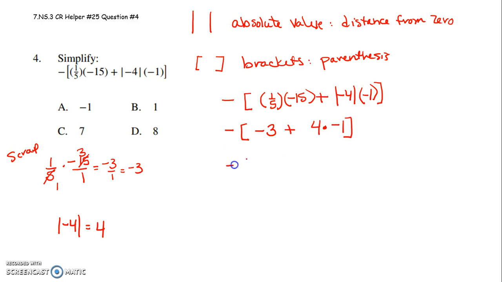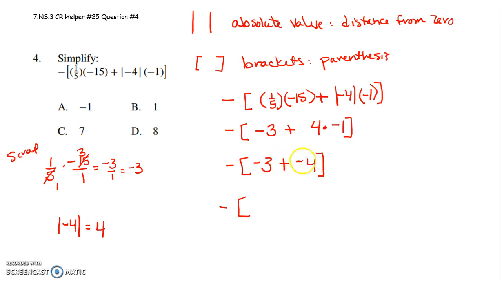Keep my negative 3. Keep my addition. Addition happens in the very last step. 4 times negative 1. A positive times a negative is a negative. 4 times 1 is 4. Alrighty, now I'm ready to do this addition inside the brackets.